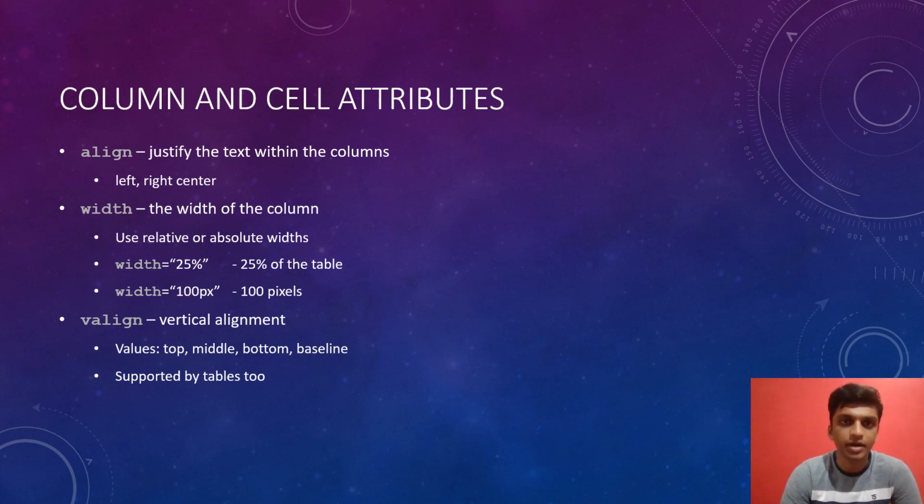Column and cell attributes. Align: justify the text within the column. Left, right and center. Width: the width of the column. Use relative or absolute widths. Width equals 25%, that is 25% of the table. Width equals 100 pixels, that is nothing but 100 pixels. Valign, that is vertical alignment. Values top, middle, bottom and baseline. Supported by tables too.